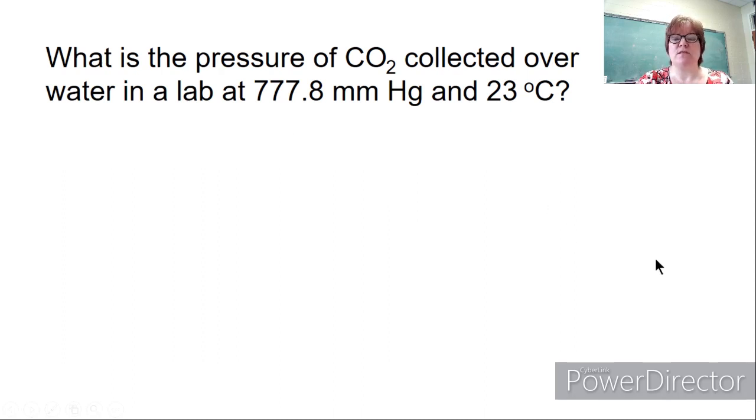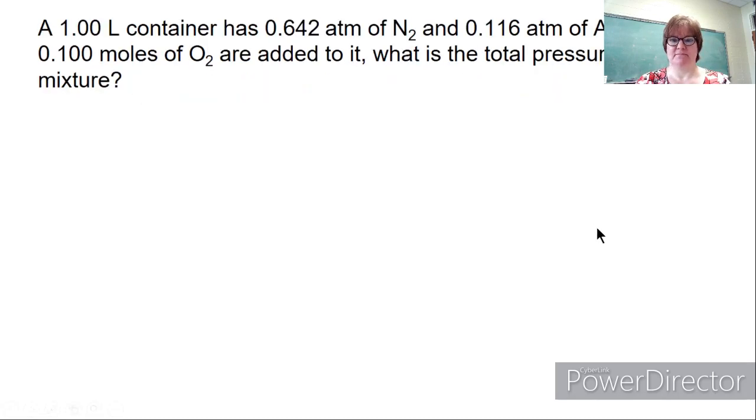What is the pressure of CO2 collected over water in a lab at 777.8 millimeters of mercury and 23 degrees Celsius? So we will work on that in class. A similar one: a liter container has 0.642 atmospheres of nitrogen and 0.116 atmospheres of argon at 22 degrees Celsius. If 0.1 moles of oxygen are added to it, what is the total pressure of the gas mixture?